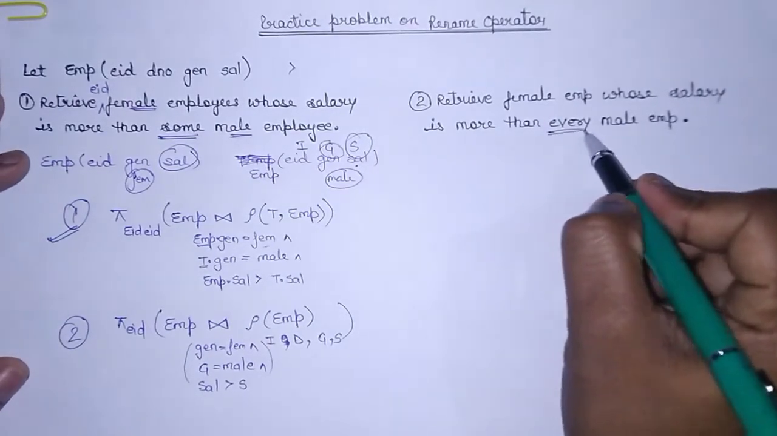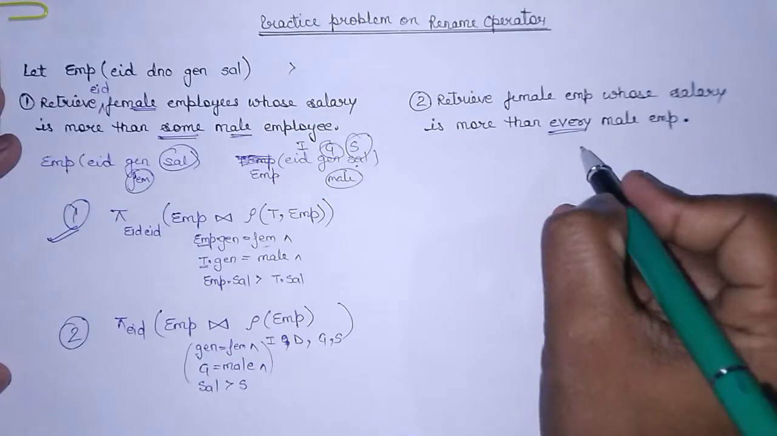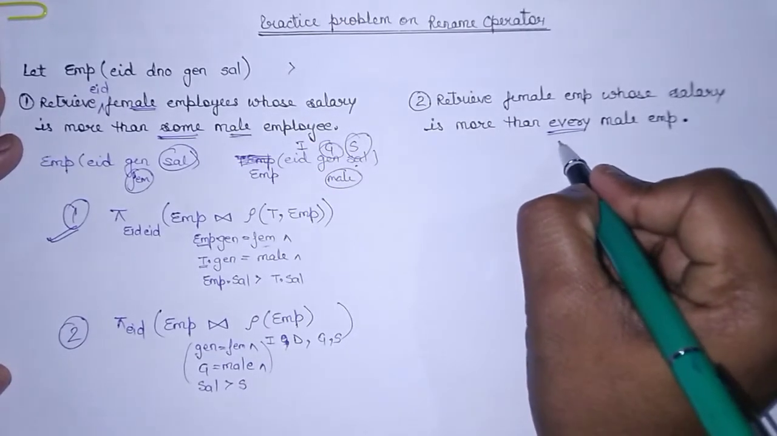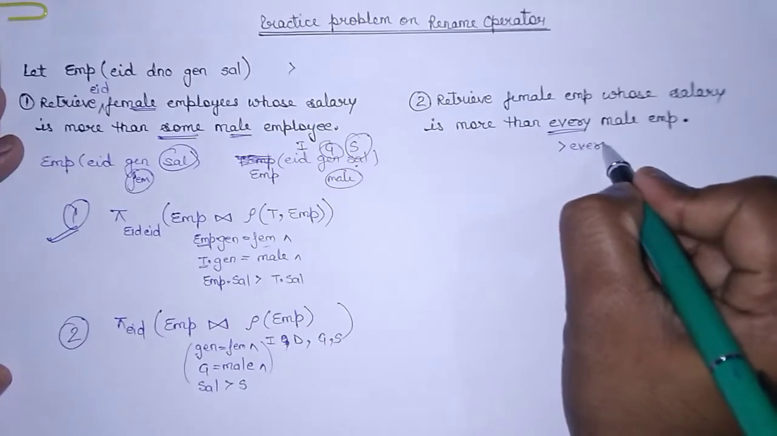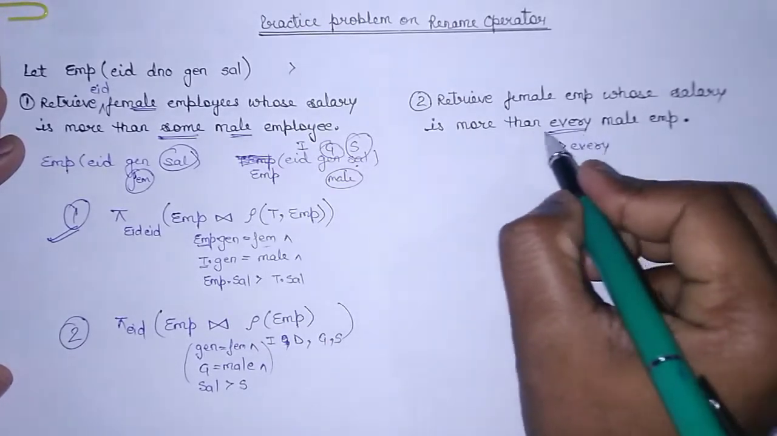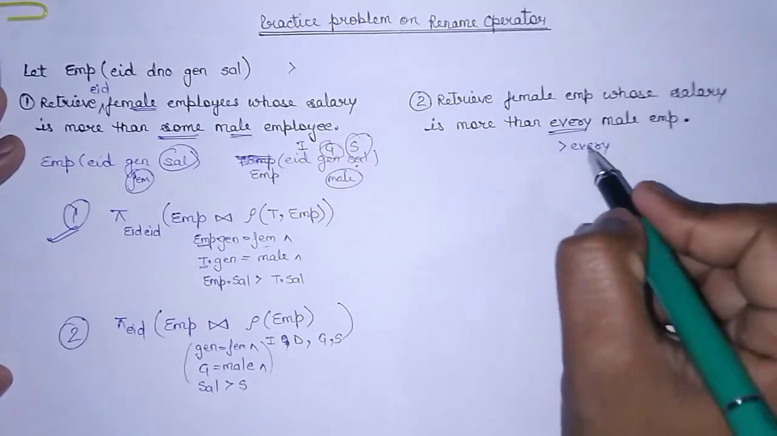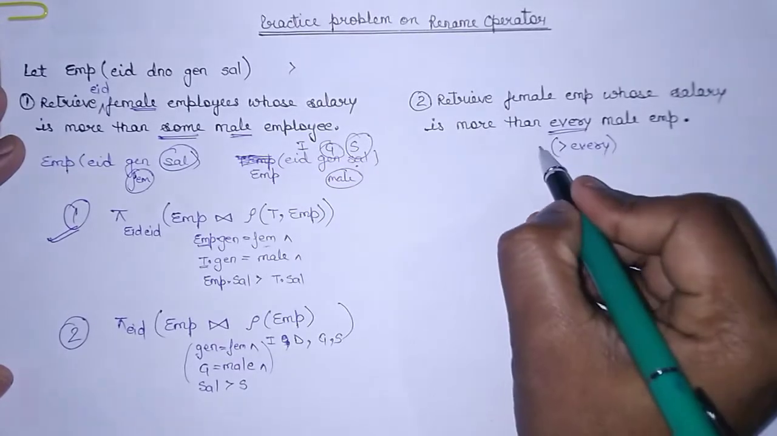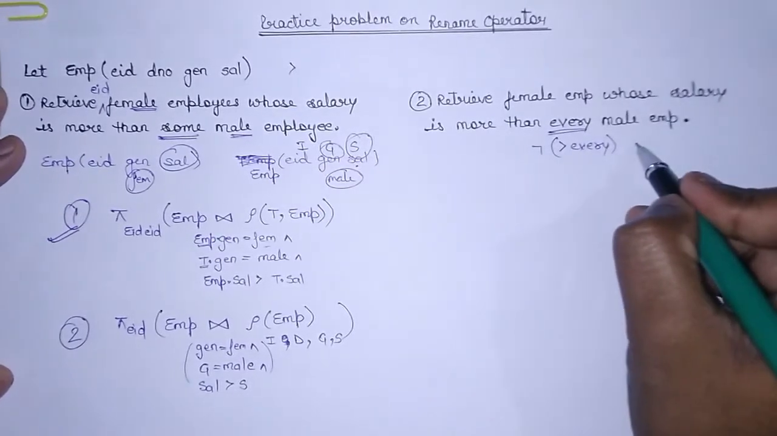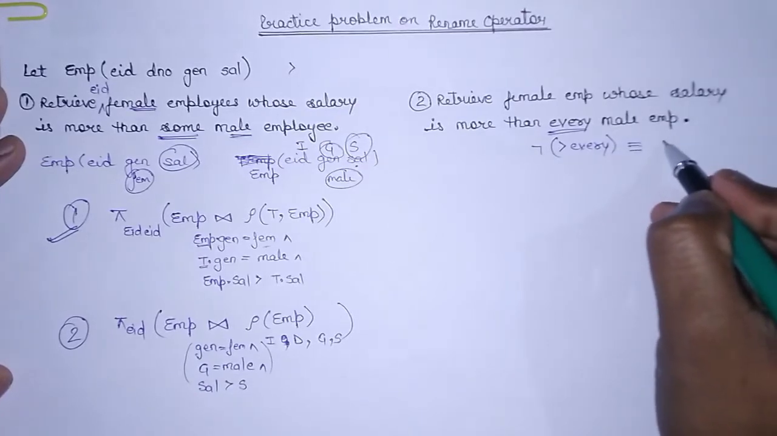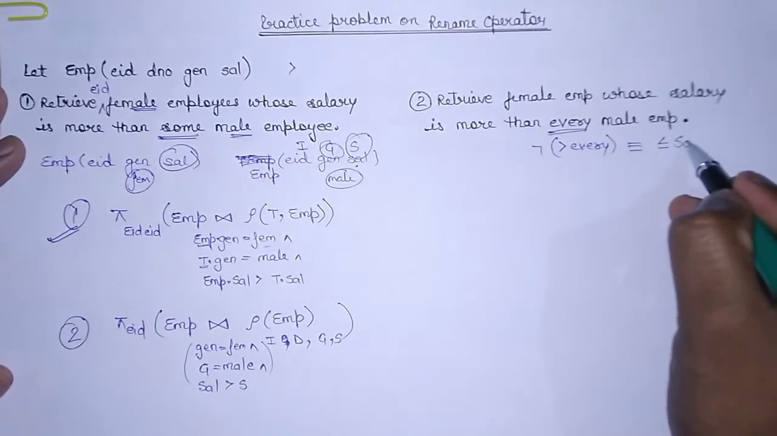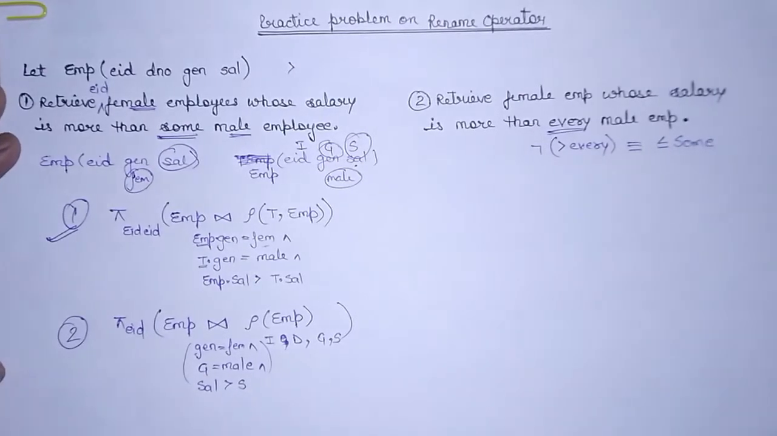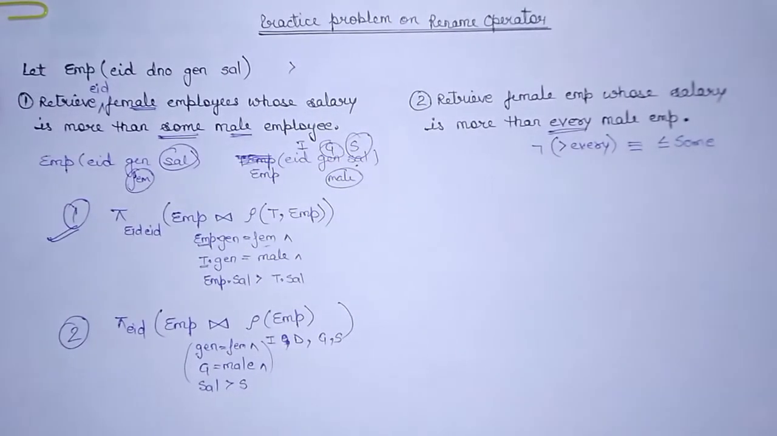See, here I am having more than some. What is the meaning of more than? Sorry, more than every. More than every means greater than every. I can write it like this. If you are having every in your keyword, just try to complement it. If you complement it, it will be equivalent to less than or equal to some. So we will be solving this query in a complementary manner.